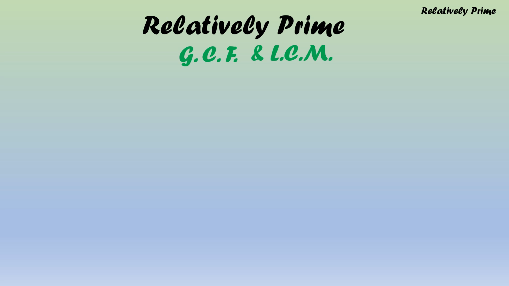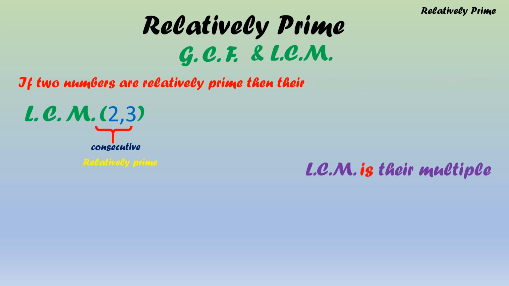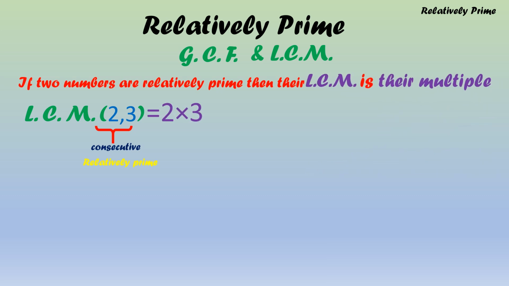Now, what's the least common multiple of relatively prime numbers? If two or more numbers are relatively prime, then their least common multiple is their product. Let's take some examples. What's the least common multiple of 2 and 3? 2 and 3 are consecutive, so they are relatively prime. And their least common multiple is their product, 2 times 3, which is equal to 6.